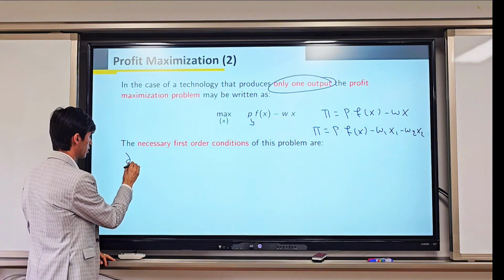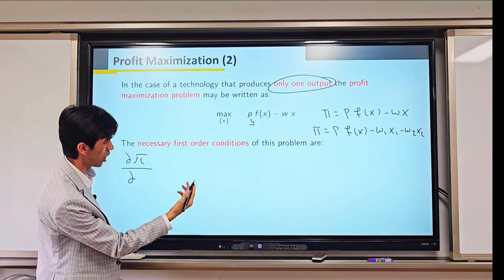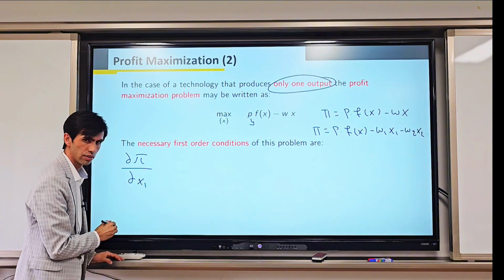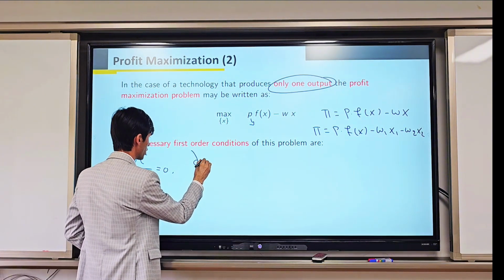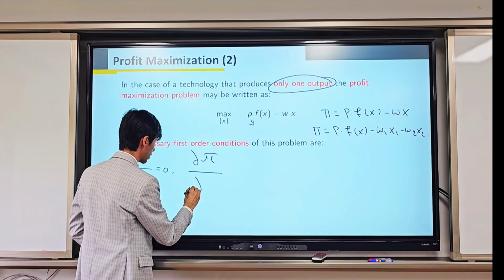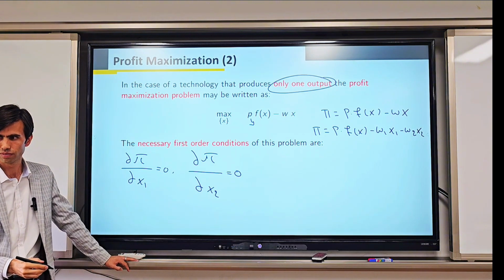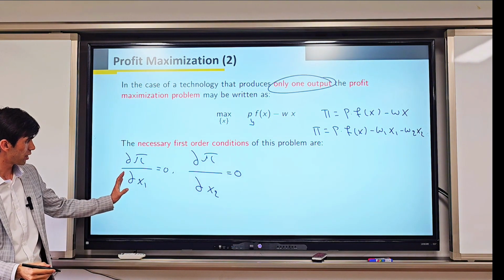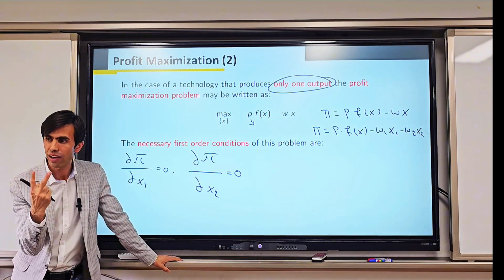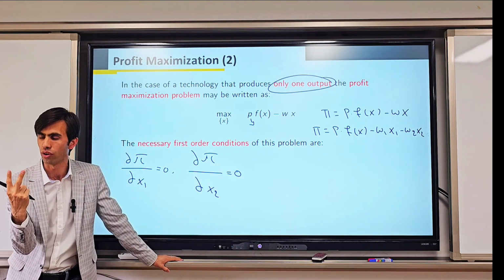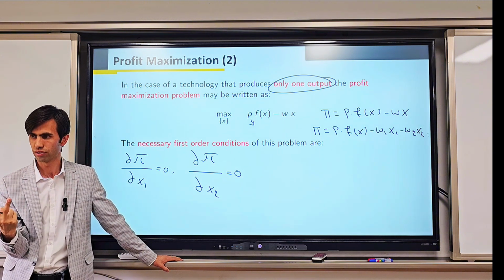The partial derivative of pi with respect to, for example, first x1, and set it equal to 0, then the partial derivative of profit with respect to x2, then set it equal to 0. When we take the partial derivative of pi with respect to x1, and then with respect to x2, we will have two equations and two unknowns. When we have two equations and two unknowns, it's easy to solve.